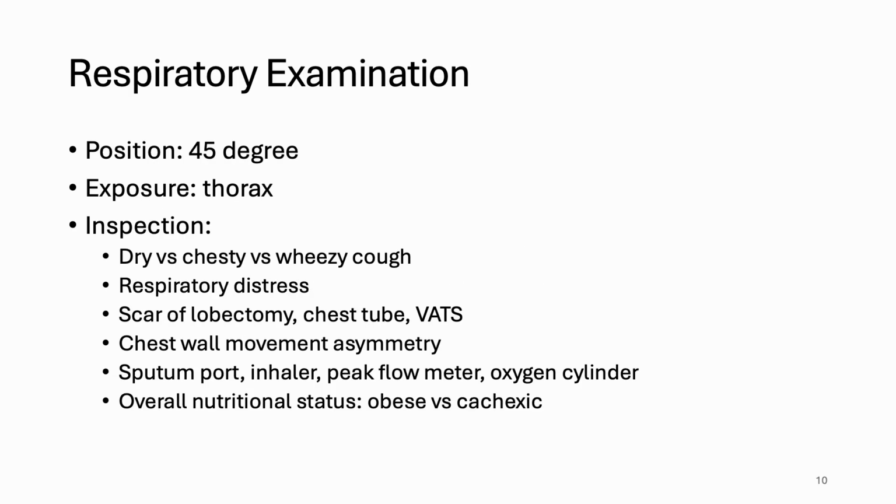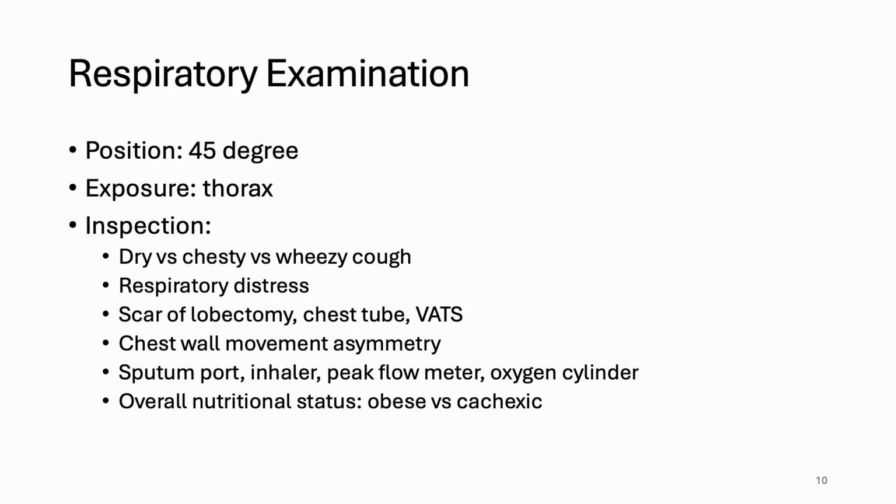So the respiratory exam should start by positioning the patient at 45 degrees on an examination couch. The exposure should be the thorax region, and you should start with inspection. Note whether the patient has a dry, chesty or wheezy cough, whether the patient is in respiratory distress, and quickly look for scars of lobectomy, chest tube, and video-assisted thoracoscopy.